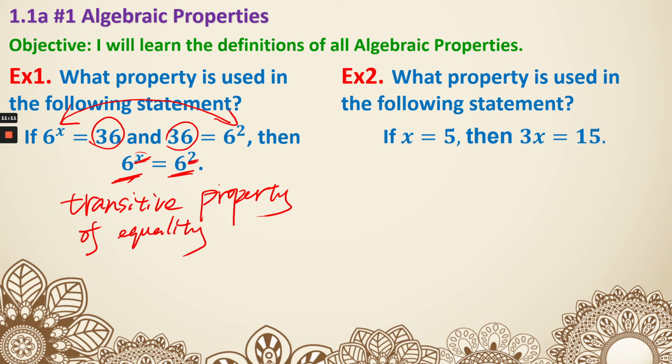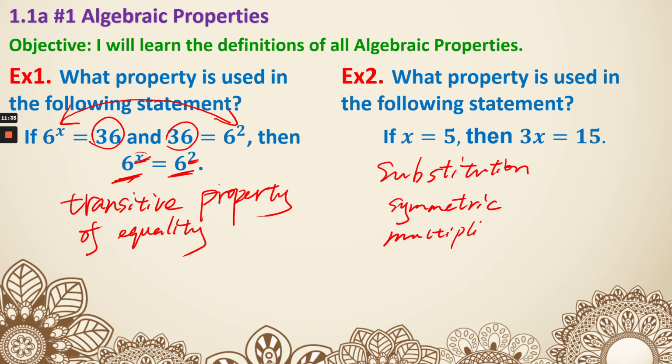Number 2, x equals 5, then 3x equals 15. I'll give you a few seconds for you to think. Now, some of you may think this is substitution. Some of you may think this is symmetric. Or some of you may think this is multiplication property of equality. Well, let me explain.